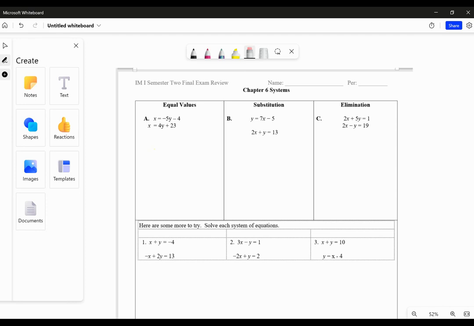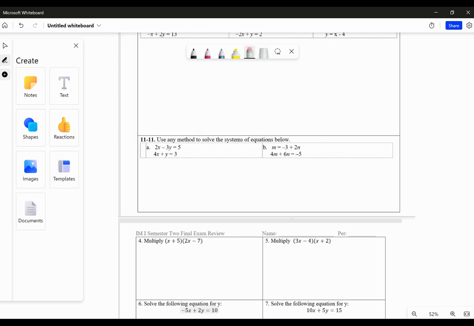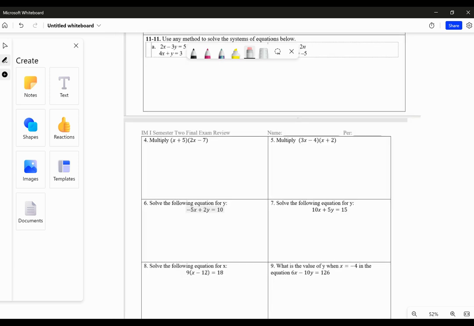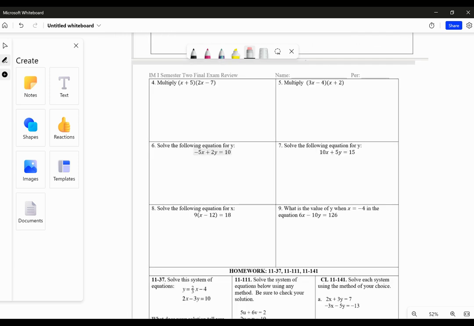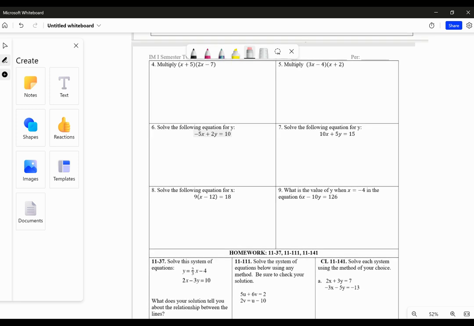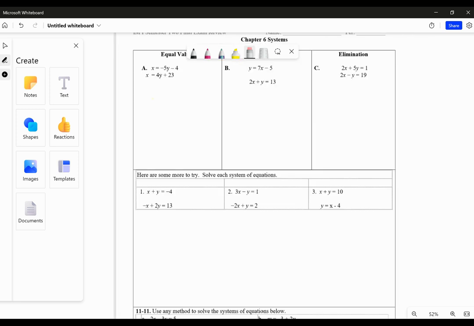What I'll be doing is, hopefully we have your packets in front of you and you'll be working on these problems along with me. These problems are guaranteed or your money back that these will be on the final exam. So today we're going to be working on chapter 6, systems of equations, and also looking at multiplying binomials and solving for a variable. All right, so let's get started.